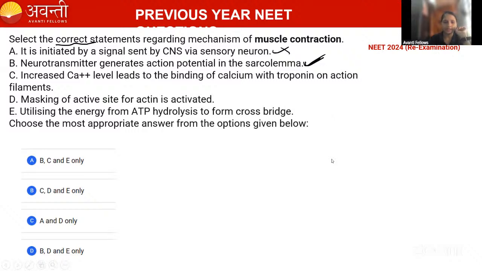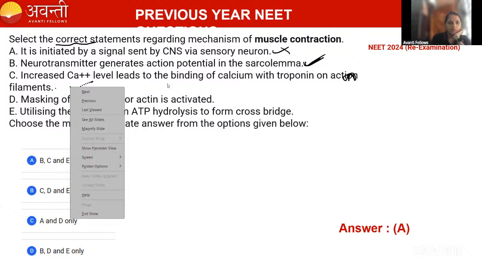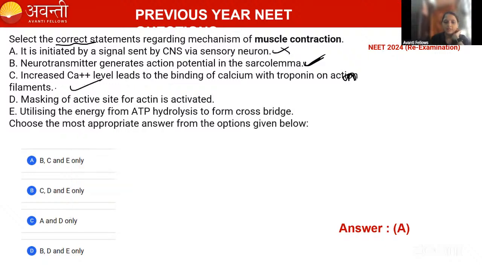Yeah. The correct answer is A. Increase in the calcium level leads to the binding of calcium with the troponin on the actin filament. Sorry guys, actin filament. That is also correct. Okay, that is also correct. The active site on the actin is activated.